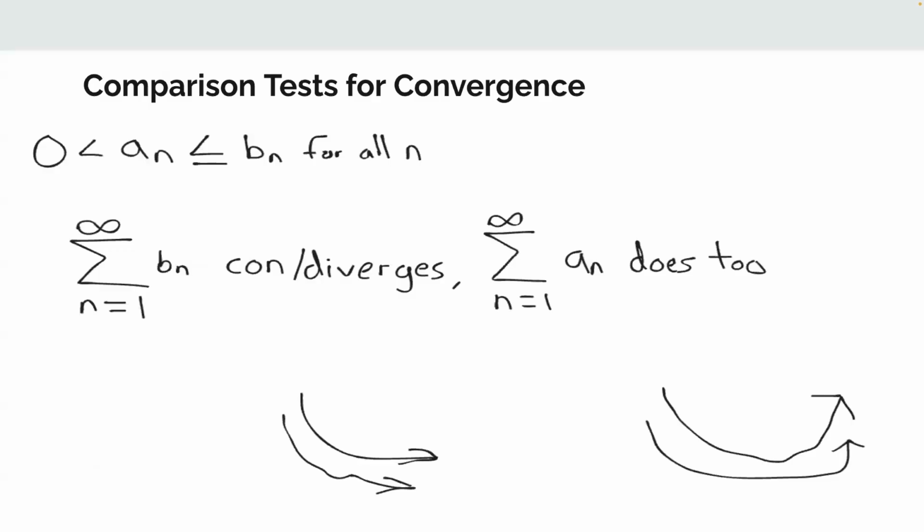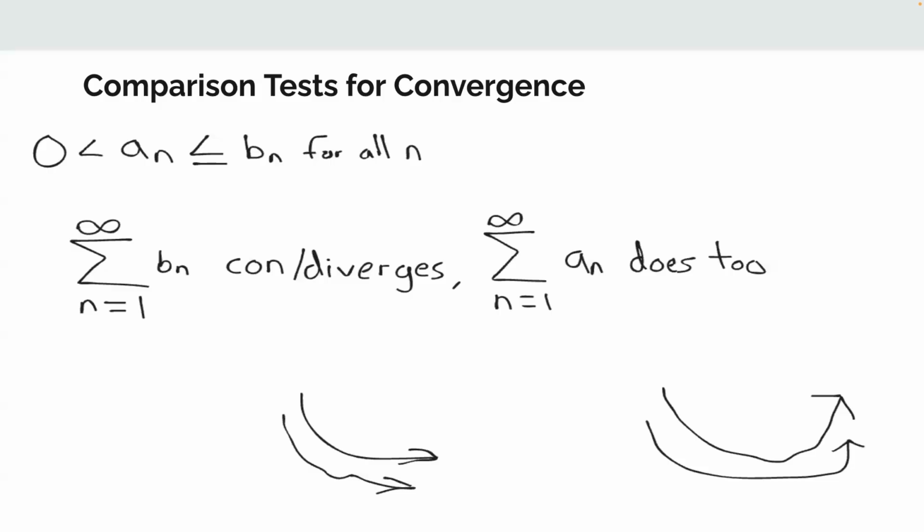Okay, comparison test for divergence. Let's say there's a series A of n and a series B of n. If A of n is greater than 0, and B of n is always greater than or equal to A of n for every single n, then if the sum of all B of n converges, that means A of n also has to converge. This is because A of n is always less than or equal to B of n.